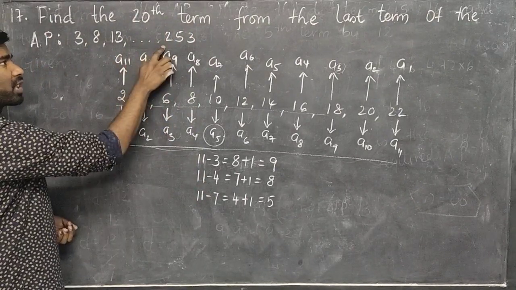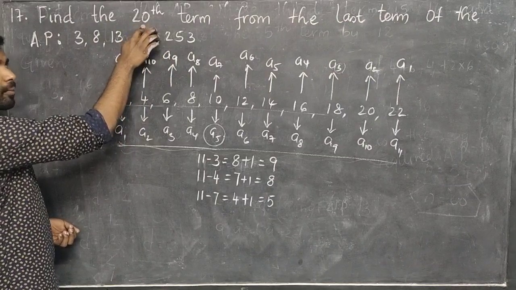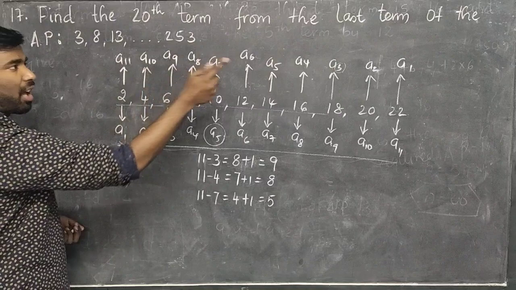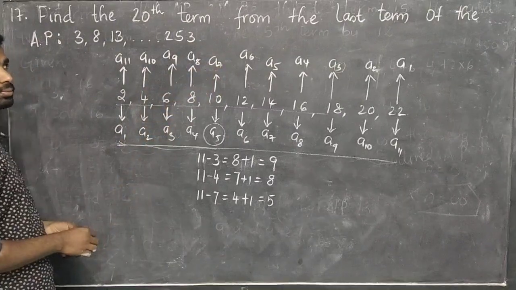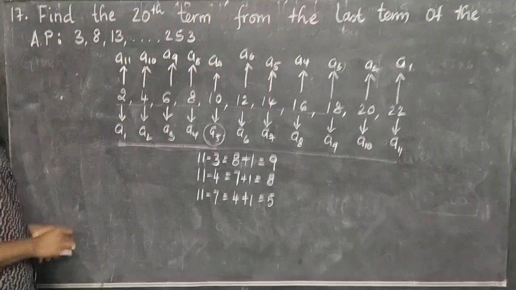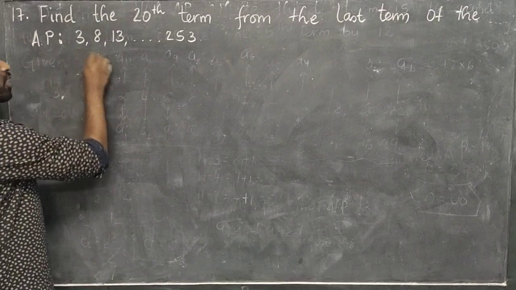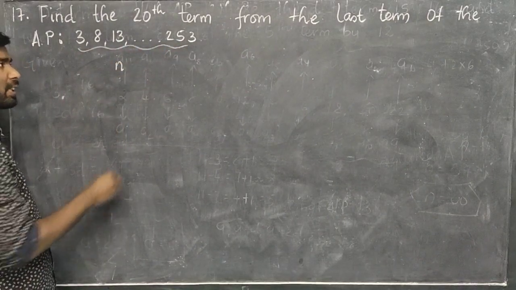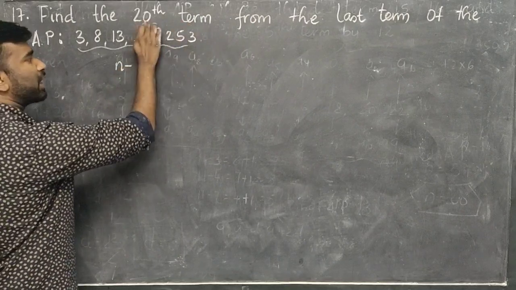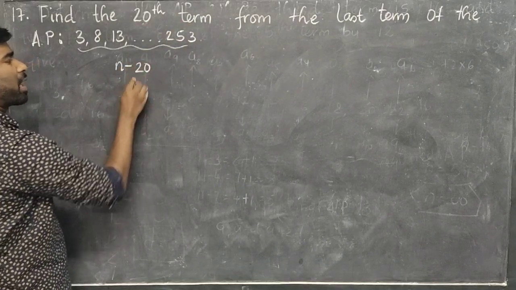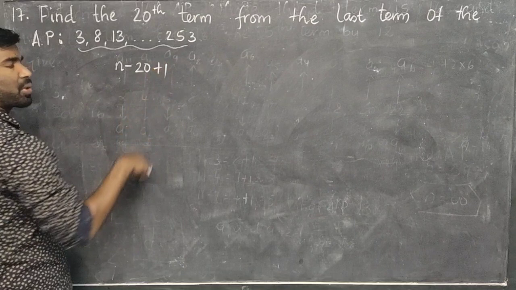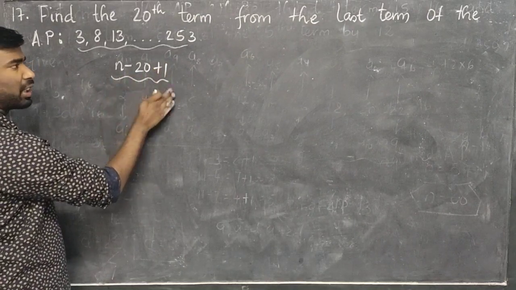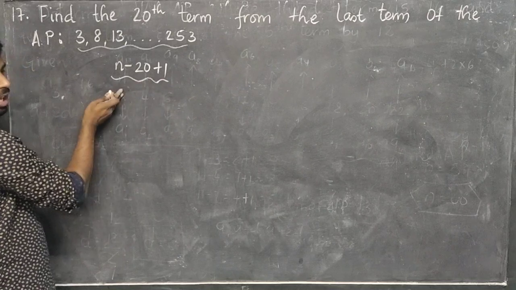Then total number of terms minus 20. Then you should add plus 1 from the beginning to get the last term. Now students, we should find out the total number of terms n. Then we should subtract the 20th term, that is n minus 20. For that you should add plus 1. This represents the 20th term from the last.